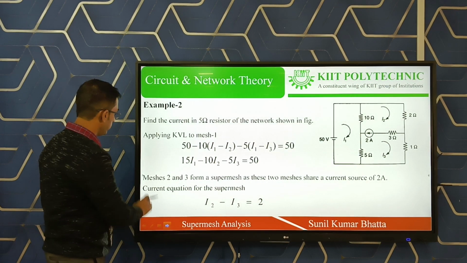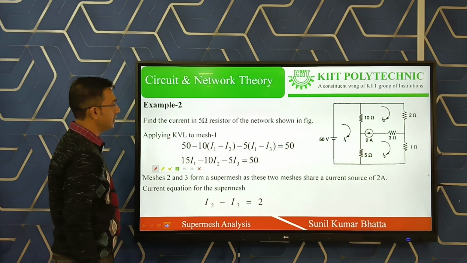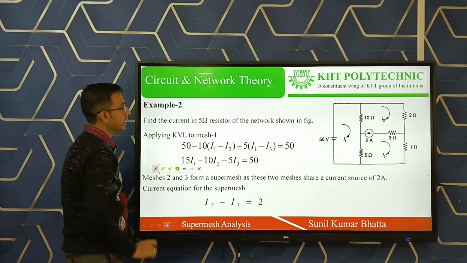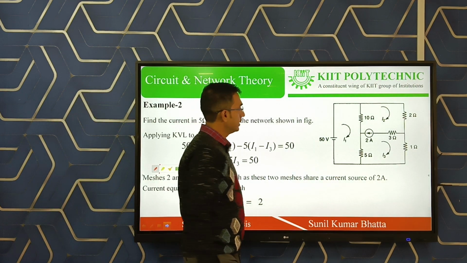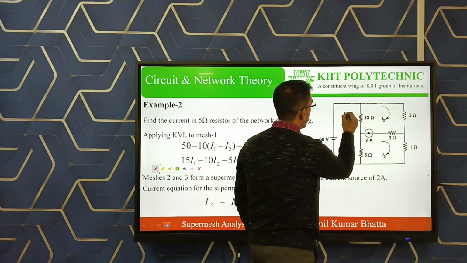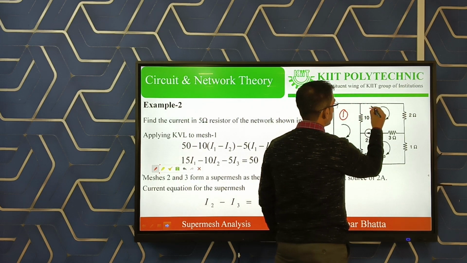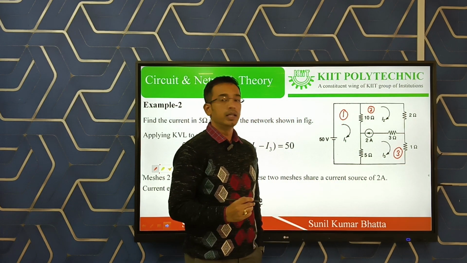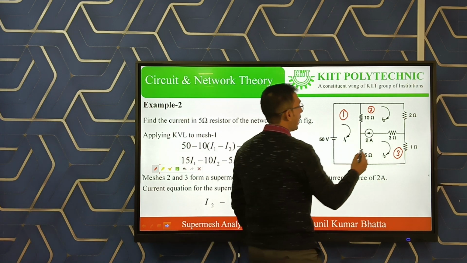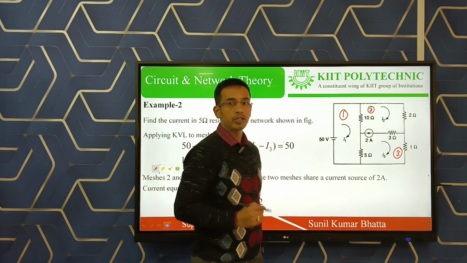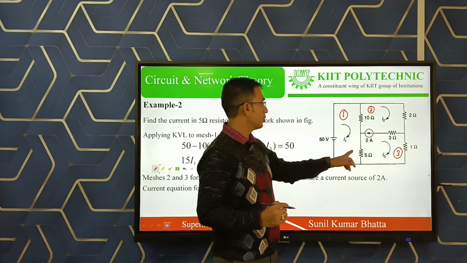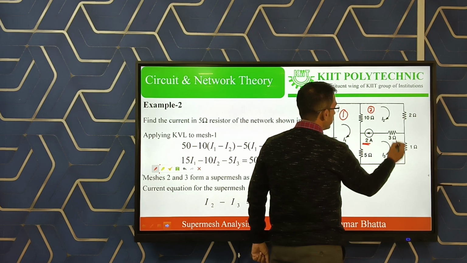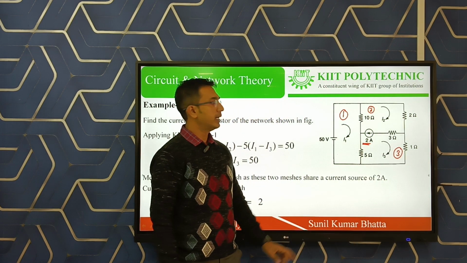So in the second problem you can see there is a different circuit. Here this is mesh 1, this is mesh 2, this is mesh 3. Which mesh is a super mesh, that we should know first. Here mesh 2 and mesh 3 form a super mesh. Why super mesh? Because a common current source of 2 ampere is connected between mesh 2 and mesh 3. So we can say that is a super mesh.